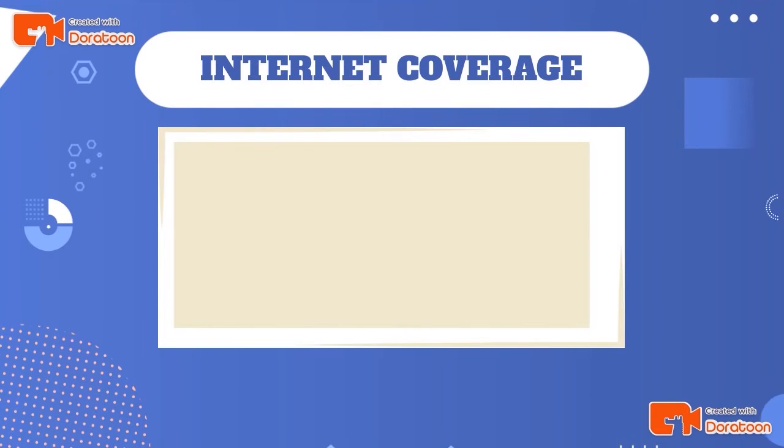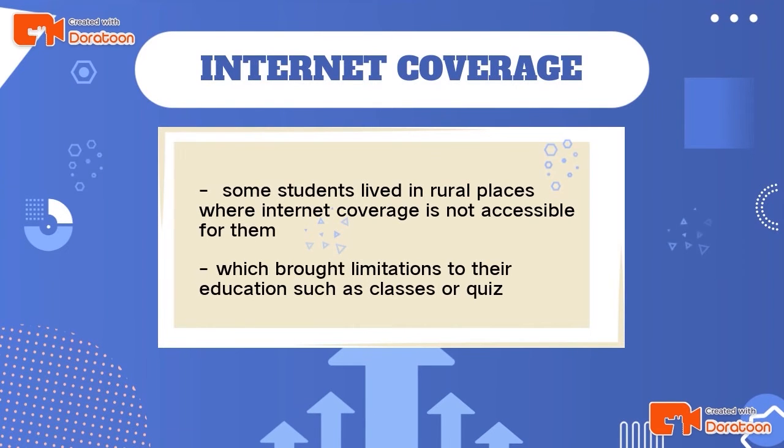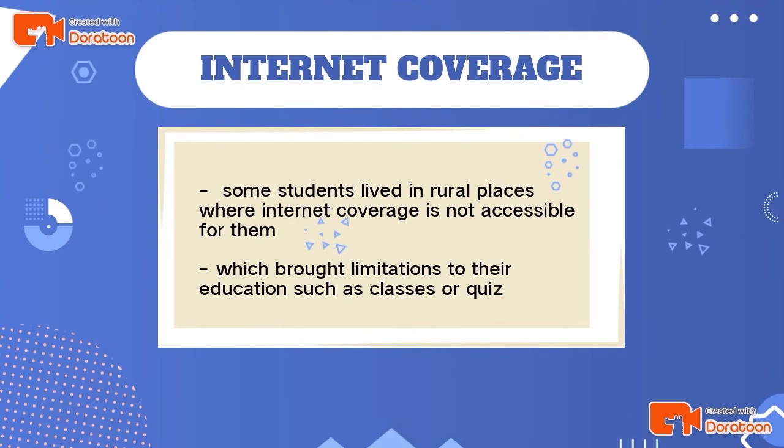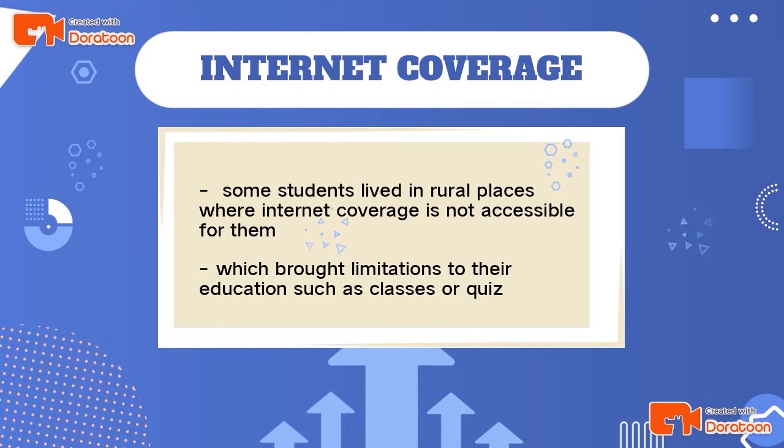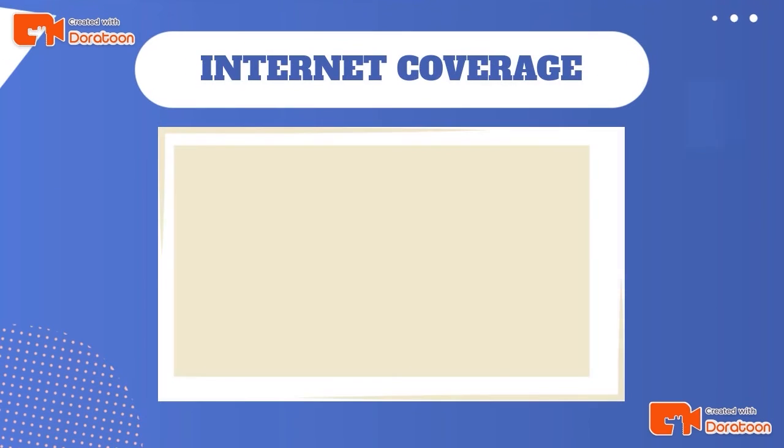Next, internet coverage. According to Puan Noor Asikim, she mentioned that some of her students faced bad internet coverage as they live in rural places where internet coverage is not accessible for them. Therefore, students are unable to do virtual activities together, such as quizzes, which makes them left behind in the class.